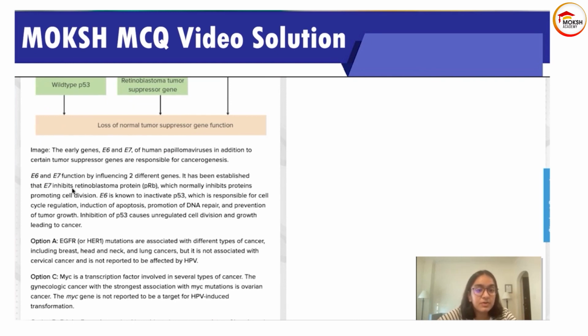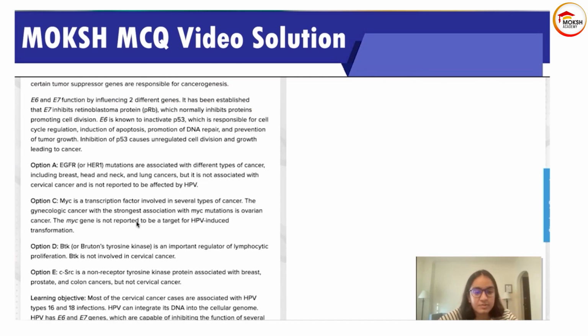So E7 inhibits the RB protein, which inhibits proteins promoting cell division. E6 inactivates P53, which is responsible for cell cycle regulation, induction of apoptosis, and promotion of DNA repair. So that is what you need to know in this question.